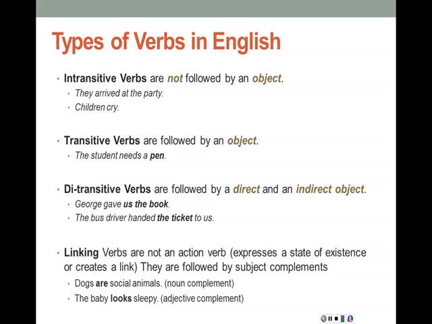Linking verbs are not followed by an object but by a complement. A complement is linked to the subject through the verb, so there's no receiver of the action. The complement is a link to the subject.